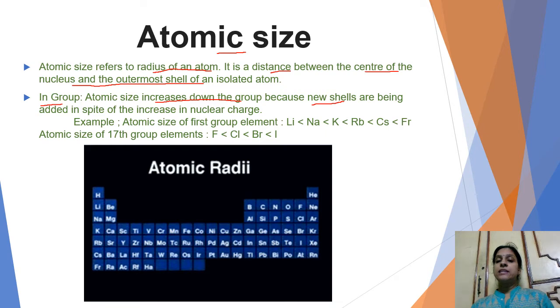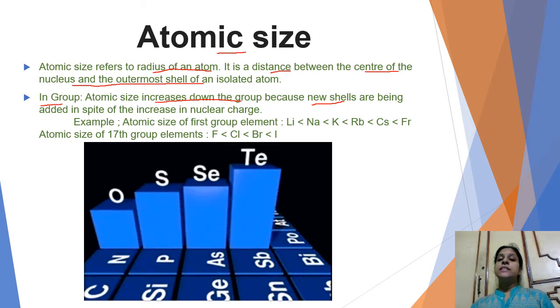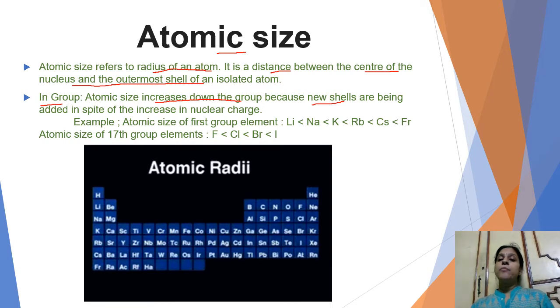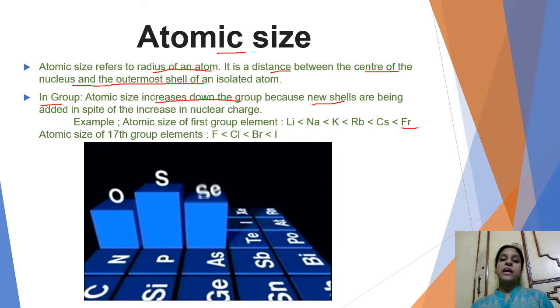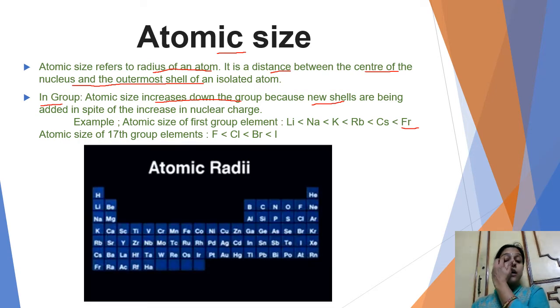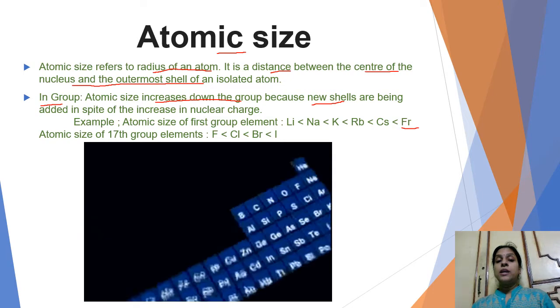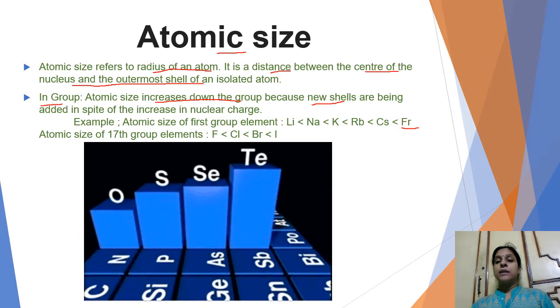Atomic size is lesser than sodium, then it is lesser than potassium, lesser than rubidium, then cesium is larger in atomic size from rubidium, and francium is the largest one in atomic size in group 1. Similarly, if you look at group 17, similarly fluorine, chlorine, bromine and iodine. So it goes on increasing in this manner.